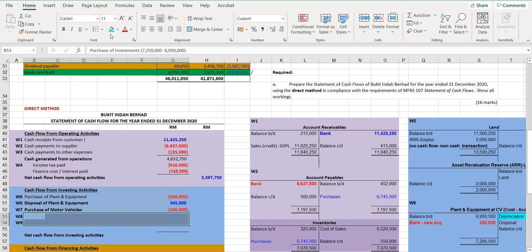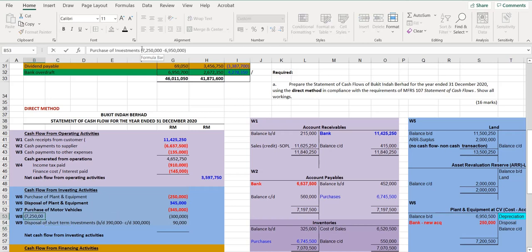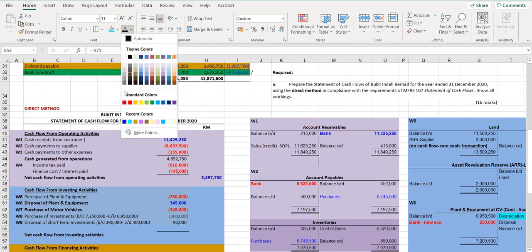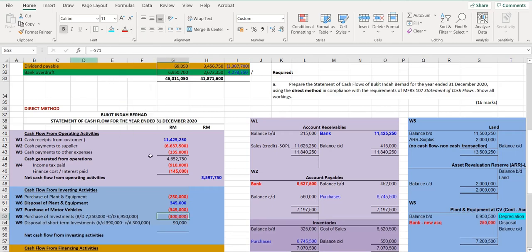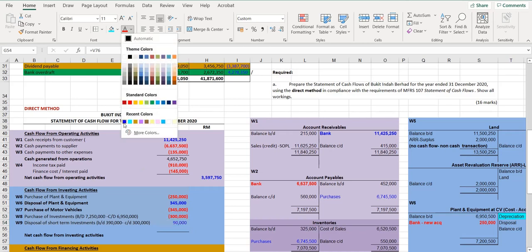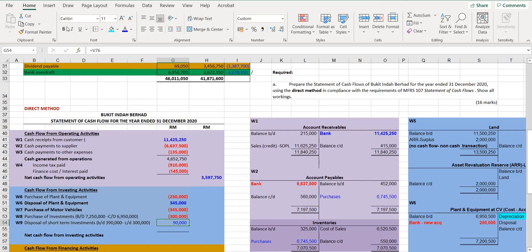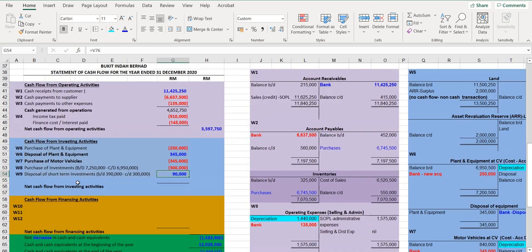Straight away the workings, you can have it here, right? You can show the workings here, what you have at the beginning, for example the brought down balance, minus what you have at the end, the carried down balance. Same goes for this item here. So the 300,000 was an outflow, and 90,000 was an inflow. That is one way of doing it, and that can just speed up your time doing this.